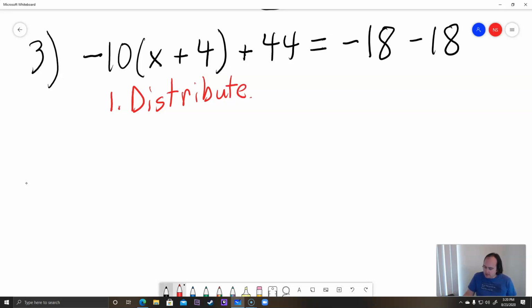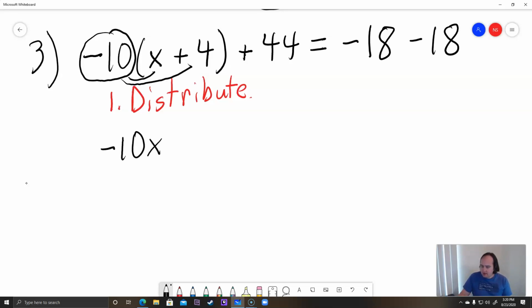All right, so we're going to do that first. Here on the left side, we can distribute the negative 10. So we distribute the negative 10 to the x plus 4. On the left side, we're going to have negative 10x, and then negative 10 times positive 4 is going to give us negative 40.